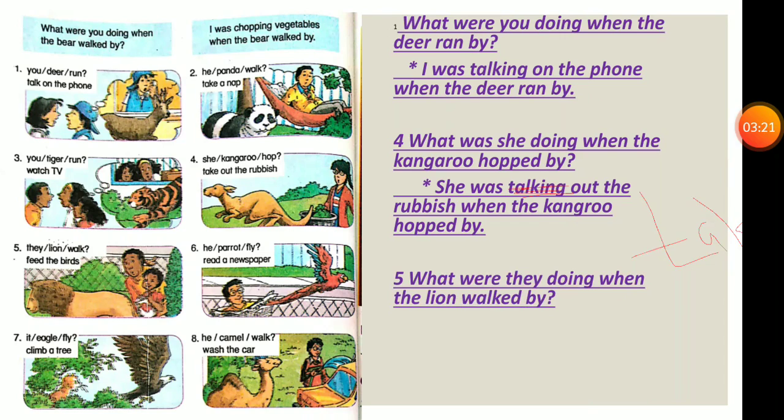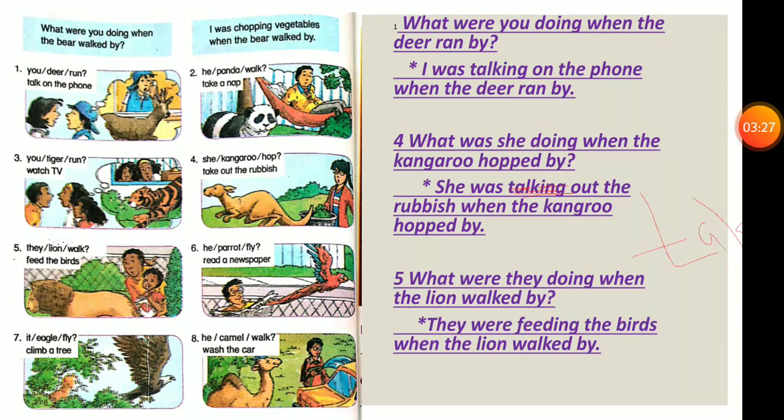Let's see number 5, for example. What were they doing when the lion walked by? The answer: they were feeding the birds when the lion walked by.